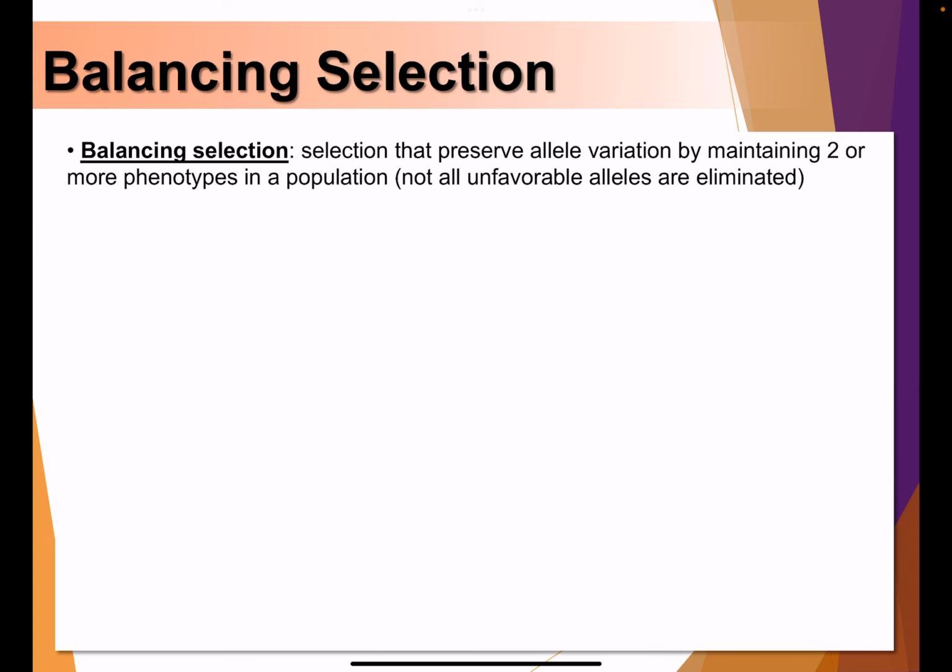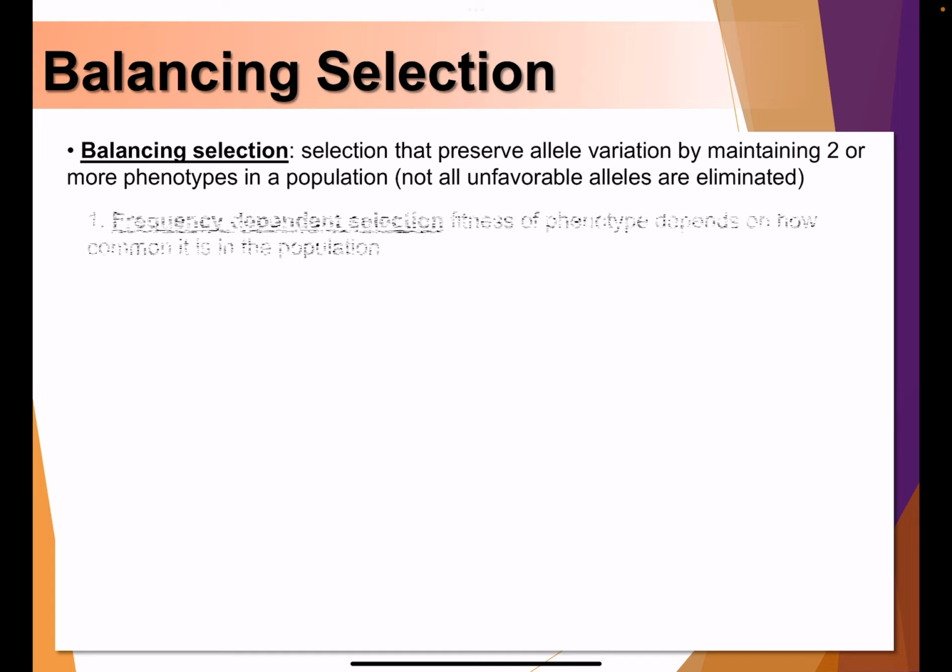So the last type of selection discussed in this chapter is called balancing selection, which is a selection that preserves allele variation by maintaining two or more phenotypes in a population, which means not all unfavorable alleles are eliminated. It doesn't cause 100% frequency in the favorable alleles, is what this means. So this balancing type of selection can be a result of two things.